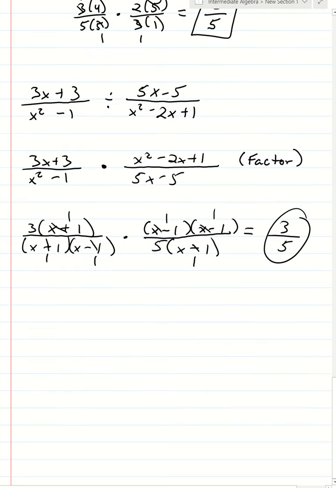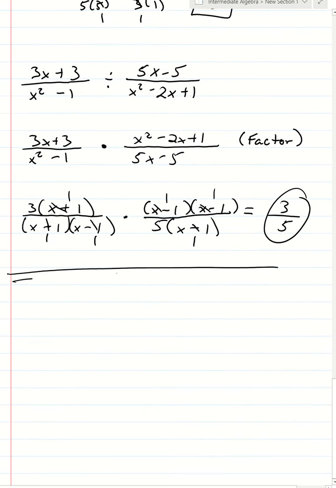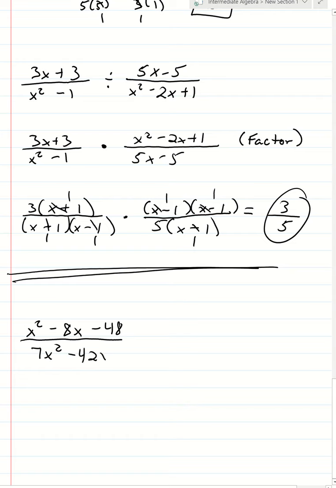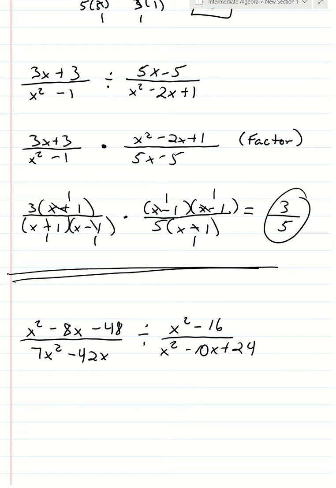Let me have you try doing one on your own. For example, x squared minus 8x minus 48 over 7x squared minus 42x is going to be divided by x squared minus 16 over x squared minus 10x plus 24. Pause the video and try this one, and when you are done, turn the video back on and see how you made out as we'll work through it together.